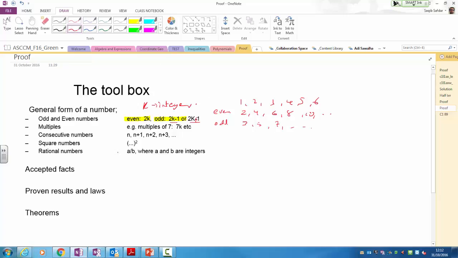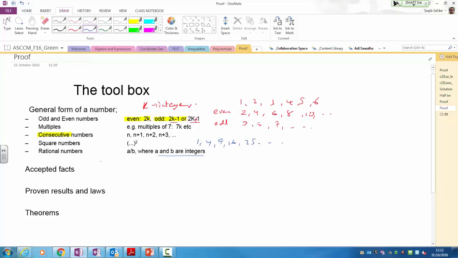Consecutive numbers: if you start with n, then the number after it is going to be n plus 1, the number after that will be n plus 2, and so forth. Square numbers, naturally, are k squared, so 1 squared, 2 squared, 3 squared: 1, 4, 9, 16, 25, 36, and so forth. Rational numbers are numbers that can be written as a over b, where a and b are integers.